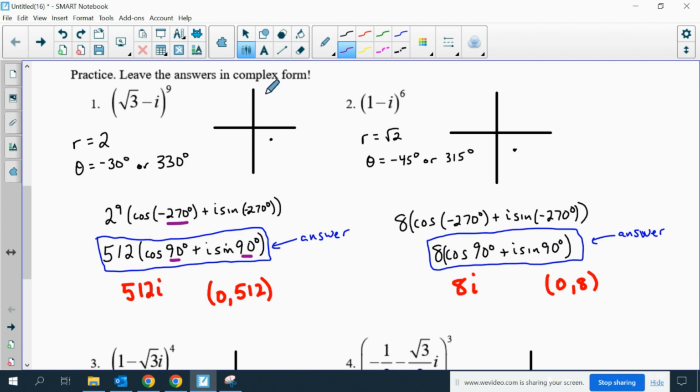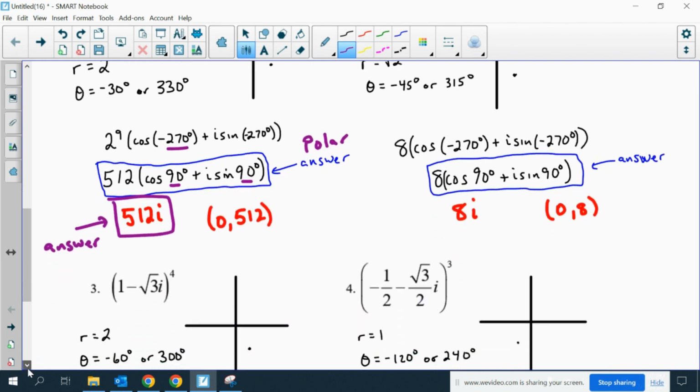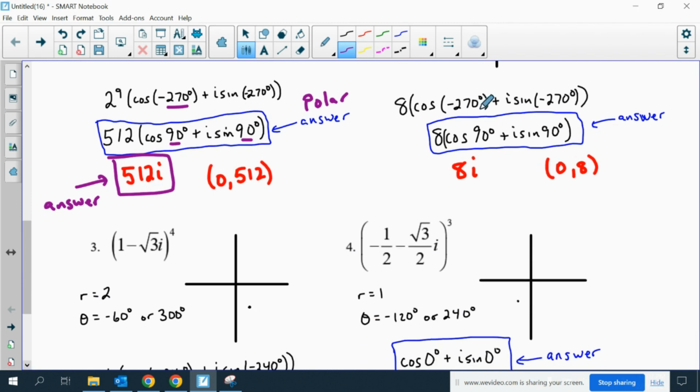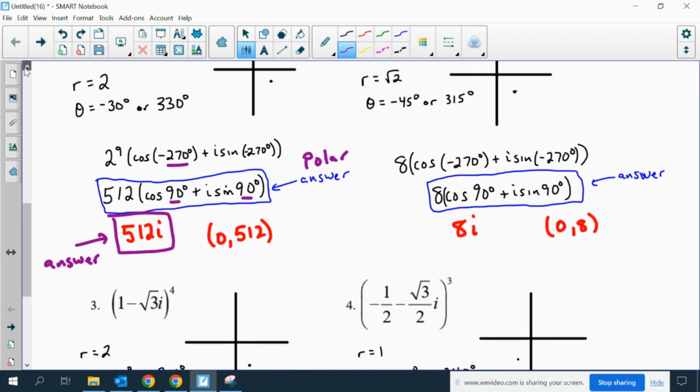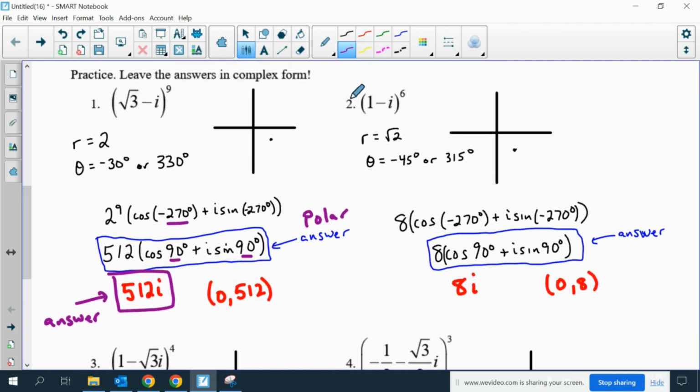It tells me to leave my answers in complex form, not polar form, so I guess this is my polar answer, but if I want it in regular complex form, which is what the directions say, I guess this would be my answer. I misread the directions, and I have to make this video very fast because my wife is about to go to the hospital. Not for anything bad, because my baby's about to be born pretty soon.